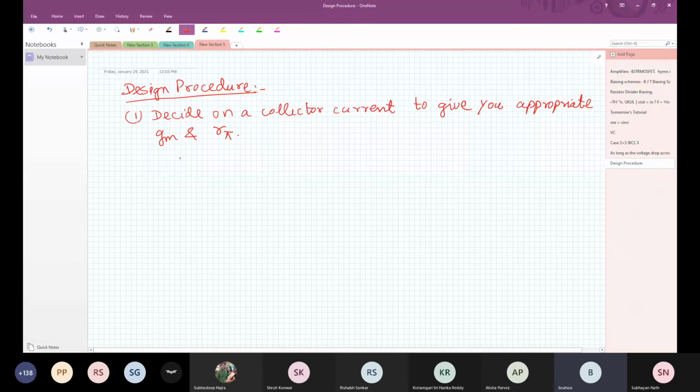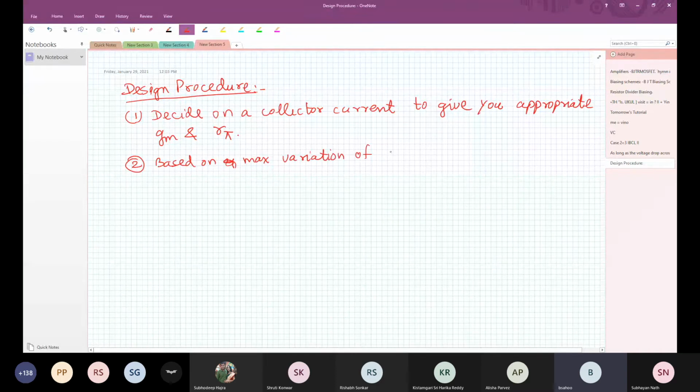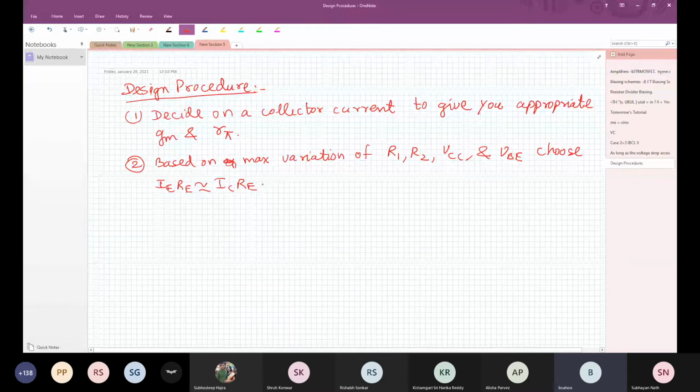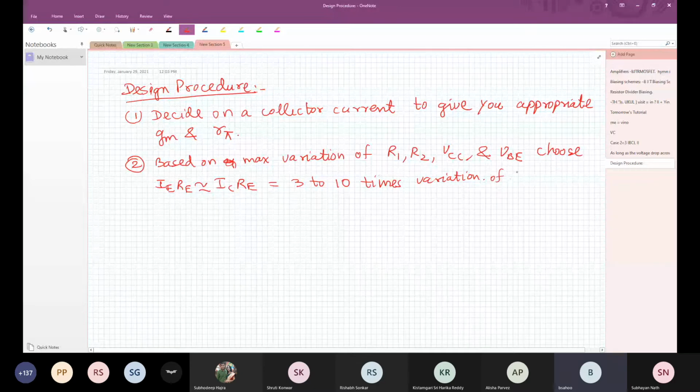Now, based on maximum variation of R1, R2, VCC and VBE, choose IERE, which will be roughly equal to ICRE, equal to 3 to 10 times the variation of VBE. Always translate the R1, R2, VCC variation to that effective VBE variation.